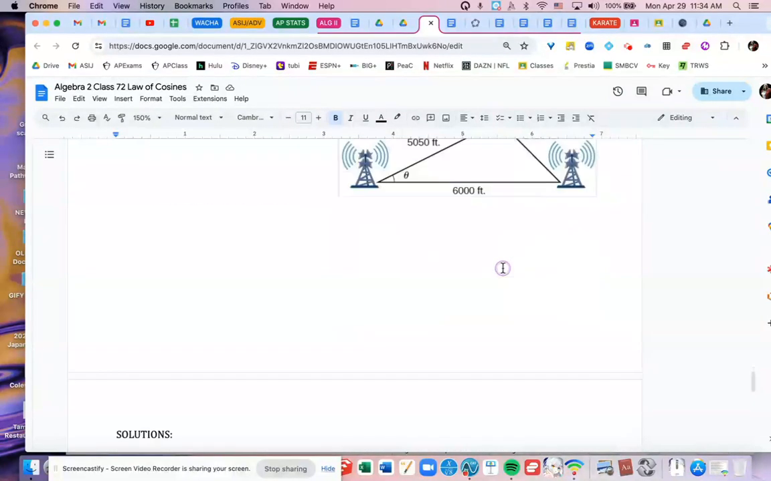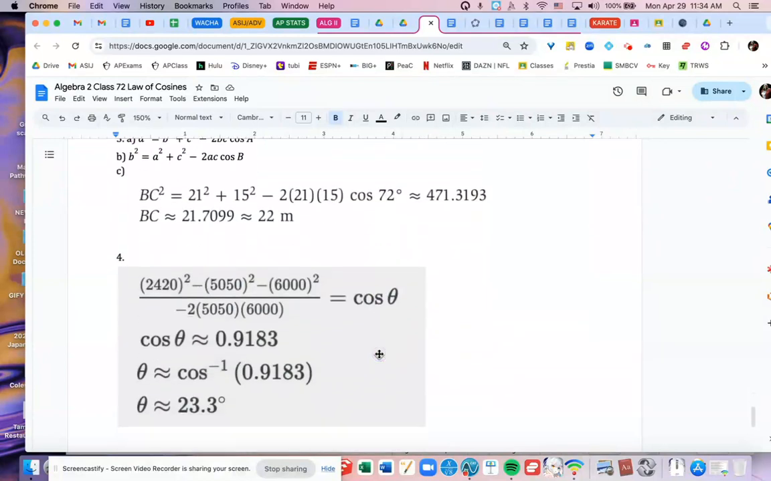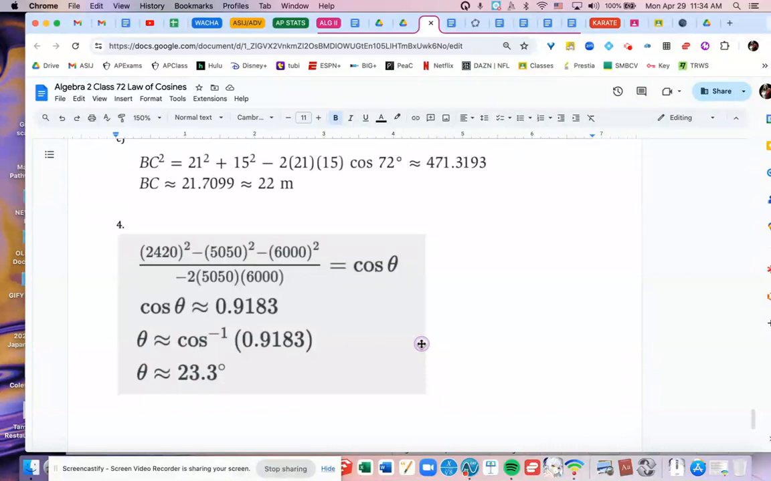So yeah, I wanted to just point out that the 2420, the one that's across from the angle you're looking for, that's the side length that needs to be by itself in the formula, right? That's the one that's by itself. So just be real careful of that, and then being careful with your solving and using parentheses and stuff. Like I have to put parentheses around those in my calculator, otherwise it's not going to work properly. So be real careful with that.